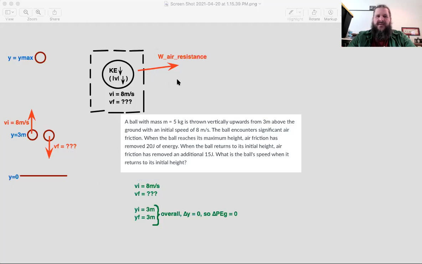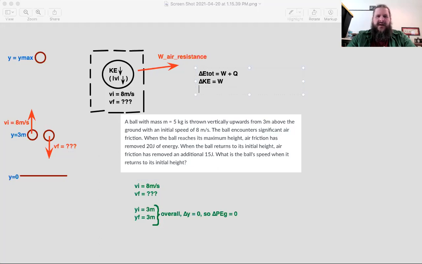So let's see if we can turn this into an equation. We know that change in E total should equal work plus heat. Change in E total should equal work plus heat. The only type of energy changing here is kinetic energy, so that's just delta KE, nothing else to add. There's work, but there's no heat.